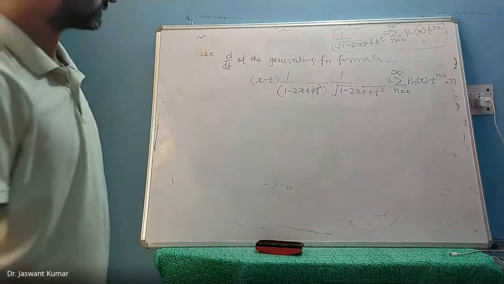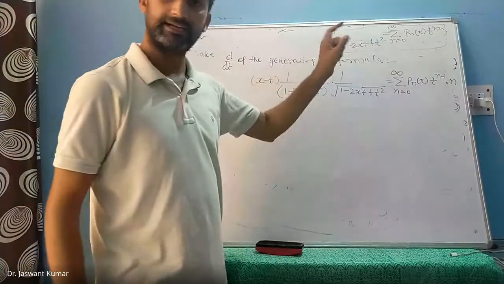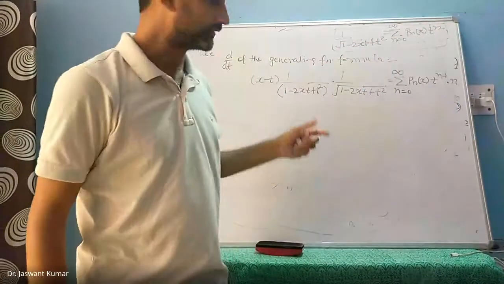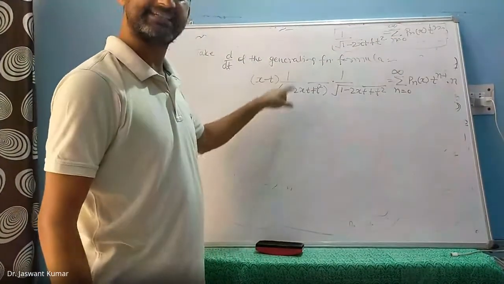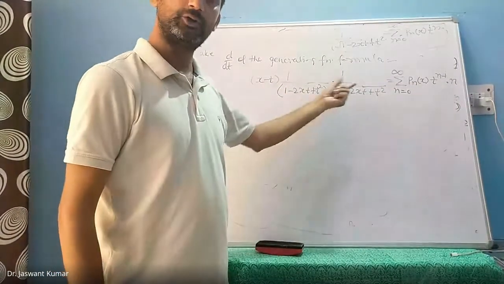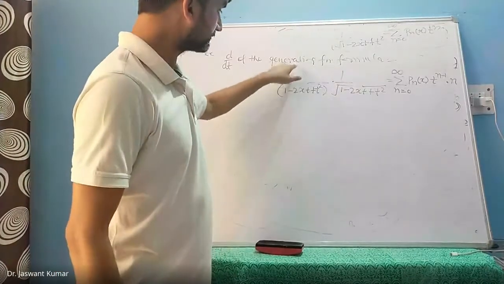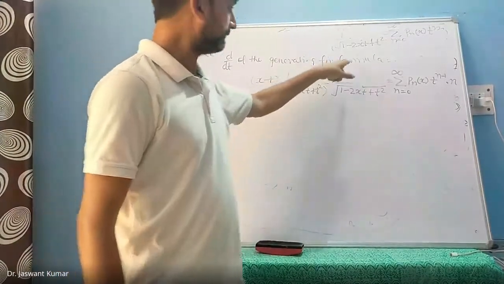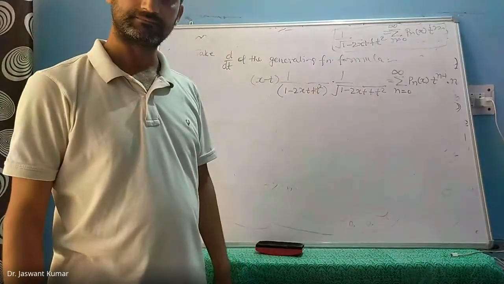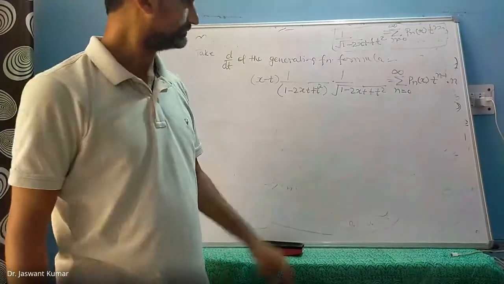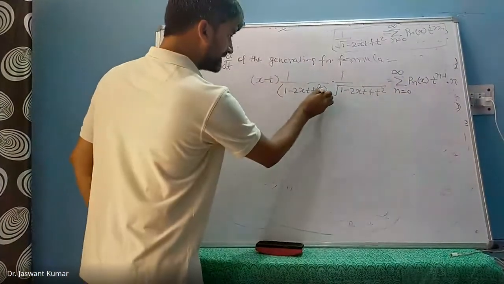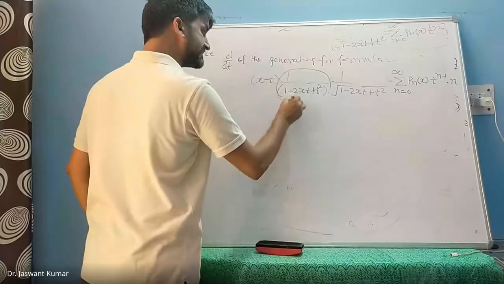What did we do? We took d by dt of both sides. So d by dt of this side we know is x minus t f cube. F cube we arrange as f square into f. F square we know is 1 minus 2xt plus t square. F we know is 1 by square root of 1 minus 2xt plus t square. This comes out to be Pn t to the power n. What you do is you take this f square to the other side.